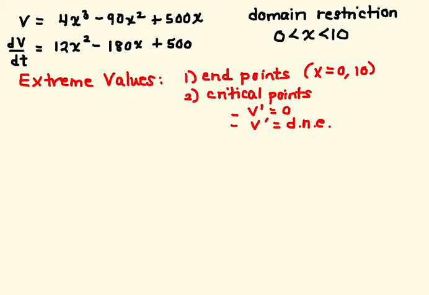So we need to find what x is equal to here when v prime is 0. We've got to use some calculus to fill in that box. There's no does not exist though, because it's a polynomial, smooth and continuous. So our mission is to find the critical points. We just don't know what those are. We know just the endpoints, and we know there's no does not exist. So what I'm going to do is take my derivative and set it equal to 0.